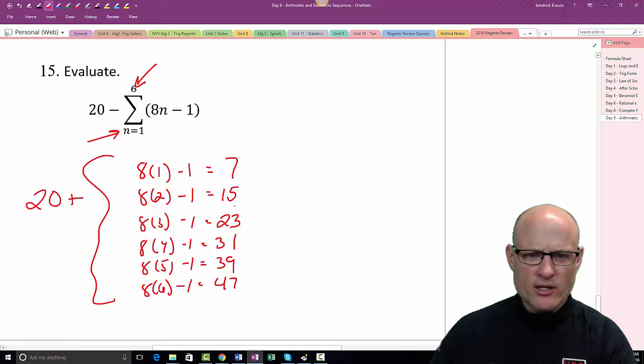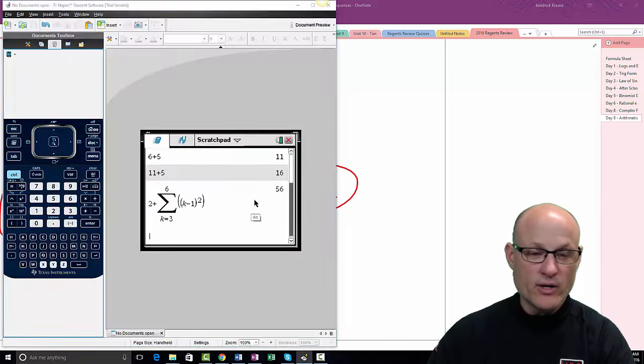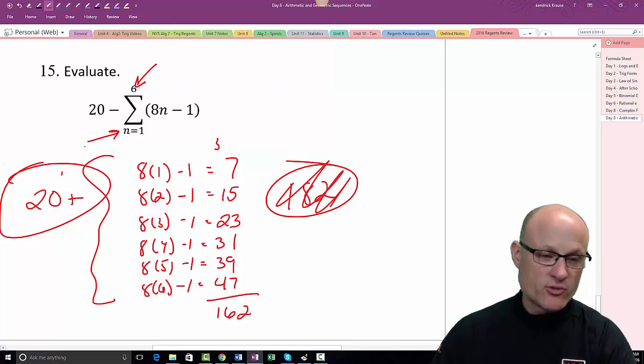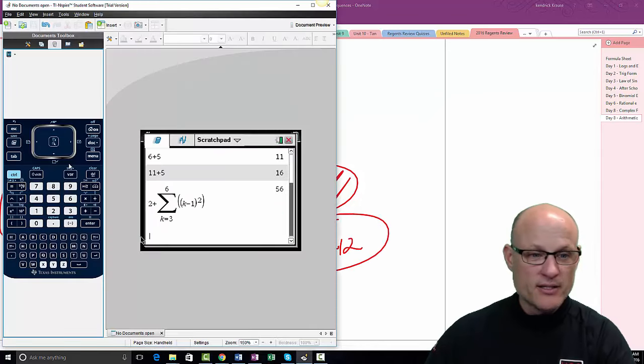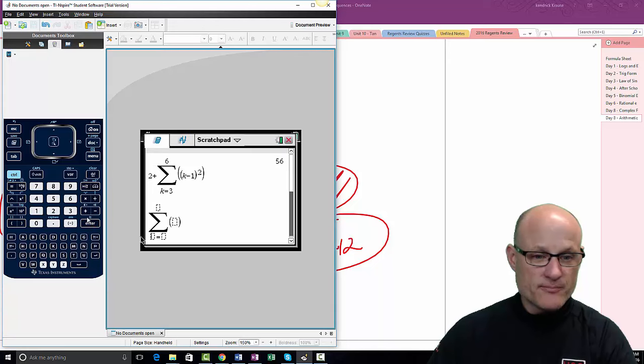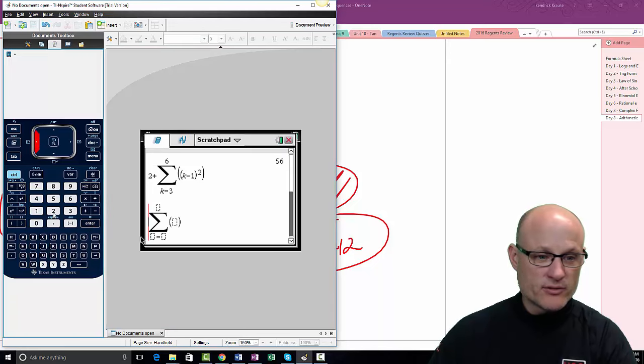Let's see, adding these up, I get 162. So I'm going to guess the answer is 182 because I have to add this 20 on. Oh, wait, hold on. It's 20 minus 162, so that should be negative 142. Let's see what we got on the calculator. Oh, I forgot to put the 20 minus.